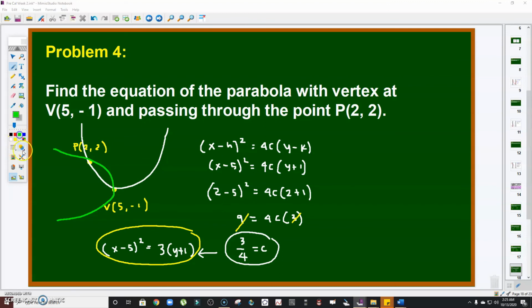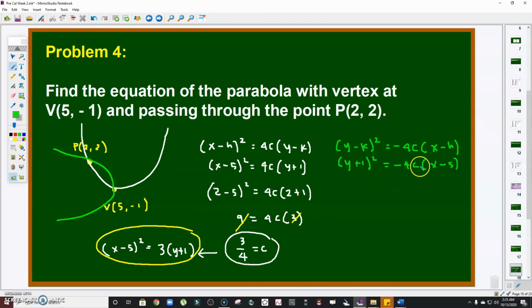Now, ang second scenario natin, if the parabola opens to the left. If the parabola opens to the left, ang equation natin will be like this. (y - k) squared equals, to the left yan, so negative 4c(x - h). See the difference? Same procedure. So, y plus 1, (y + 1) squared equals negative 4c(x - 5).